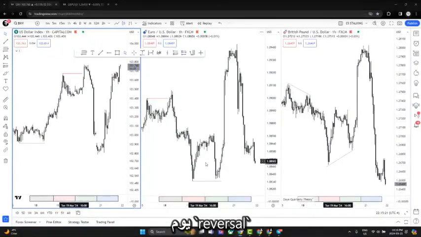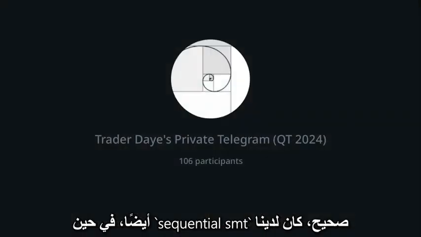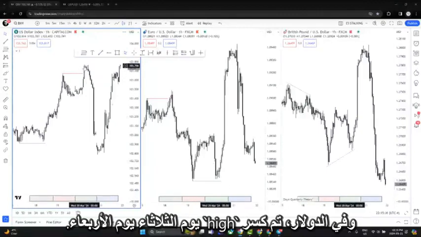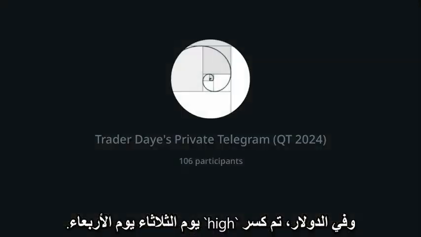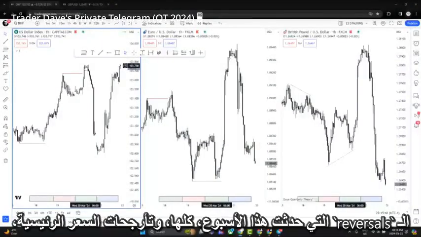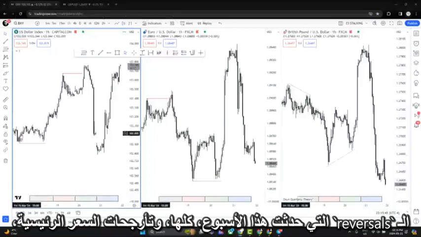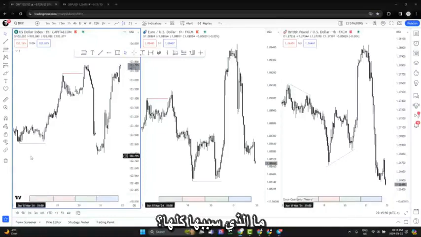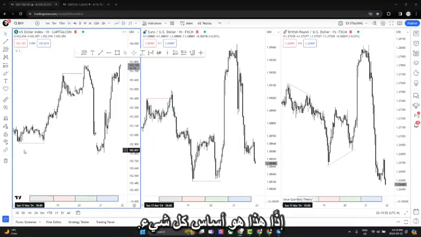On Wednesday, we had sequential SMT as well, whereas within the euro, price failed to take out Tuesday's high, and within the dollar, we had Tuesday's high being ran out on Wednesday. So the reversals that happened this week, all of them, the major price swings, what caused them? Sequential SMT is what caused all of them. So this is the base of everything.